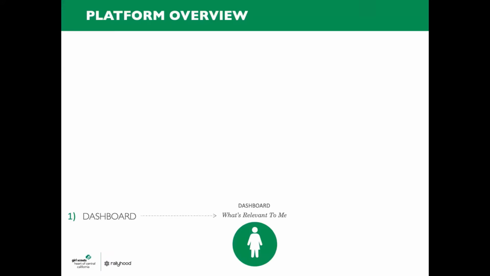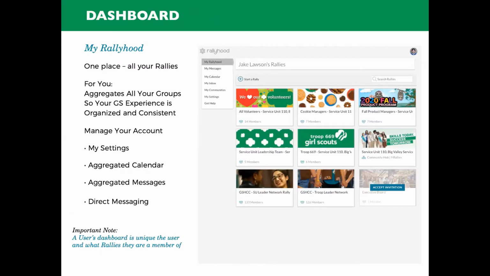So at the very bottom, you have what's called the dashboard, right? And the dashboard is what's relevant to me or what's relevant to you. It's here where all of your rallies or your groups are going to come together. They're all centralized, right? It's this whole idea about trading in 10, 12 logins for just one login, one place for all of your Girl Scout groups. And it's also here that you can manage your settings. It's also here where you can accept invitations that might be pending. Basically, you can dive into any one of these Girl Scout groups and get what you need.